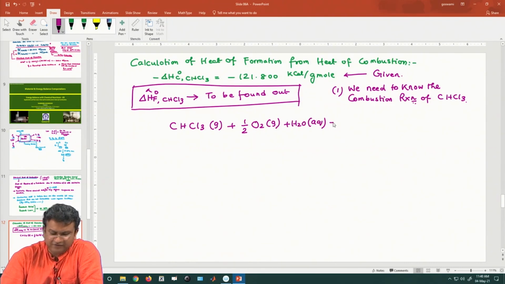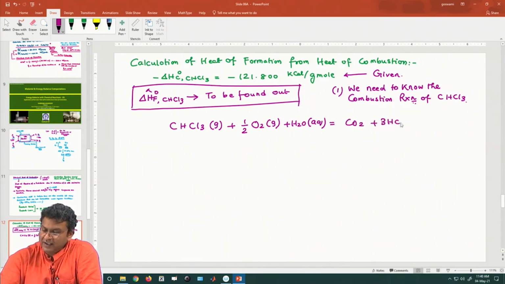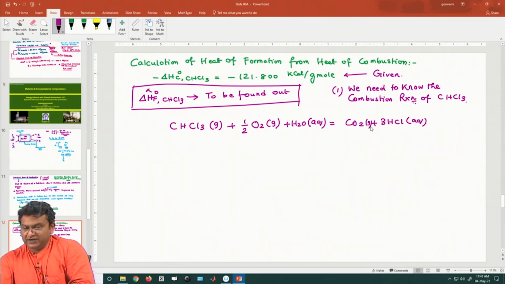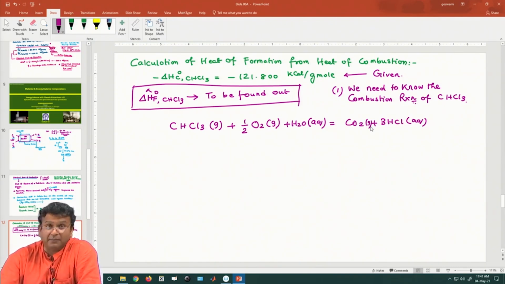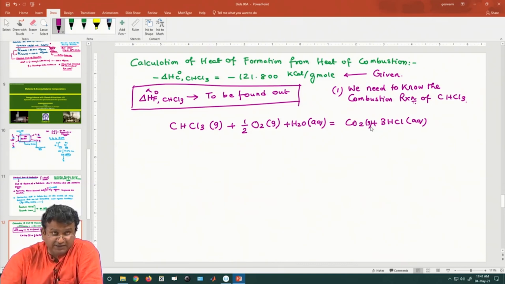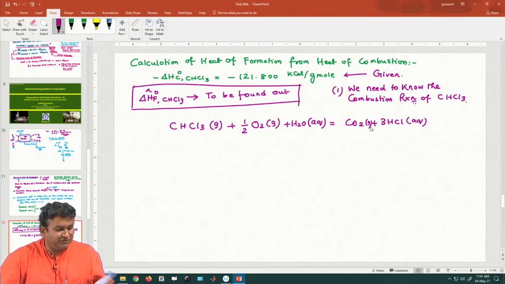They call it aqueous, it is actually liquid, equal to CO2 plus 3HCl. See, I have already made a mistake as I am writing a reaction, I should write it CO2(g), right. So, this is the combustion reaction. So, when you are told that the heat of combustion of chloroform is given, what exactly is given to you? What is given to you is the heat of reaction of this particular reaction, that is what is given, okay.